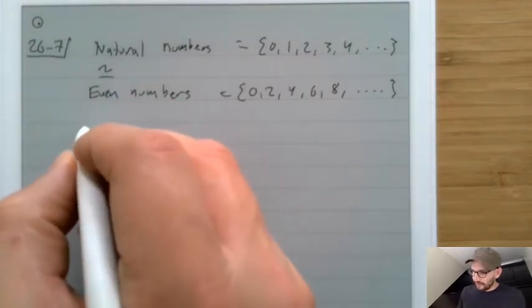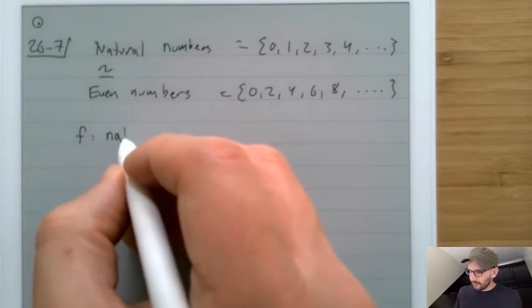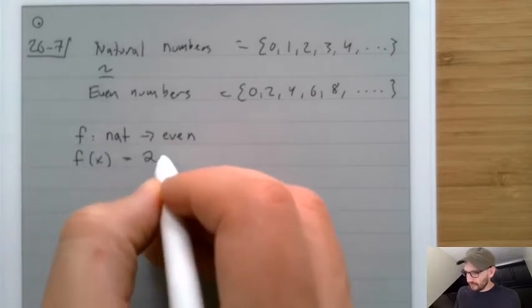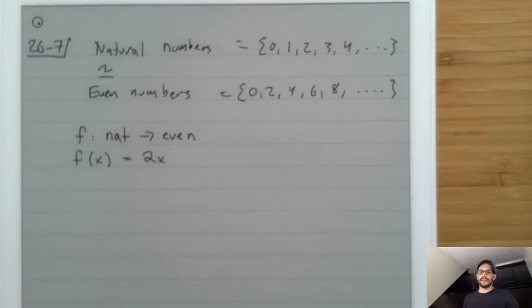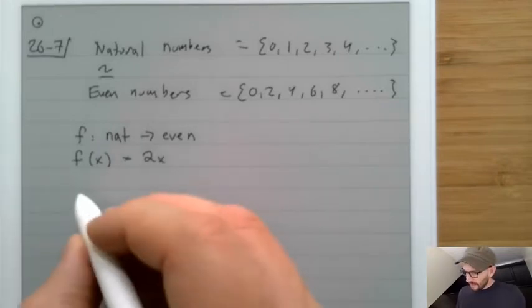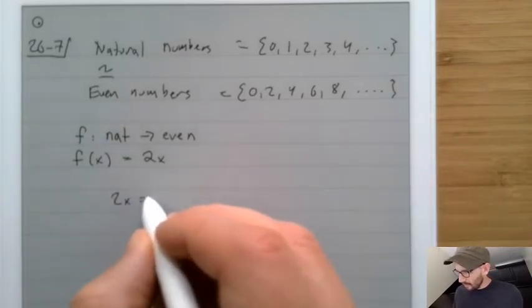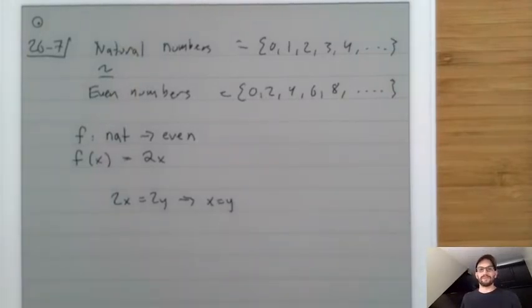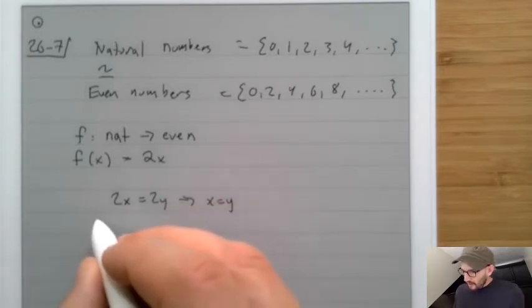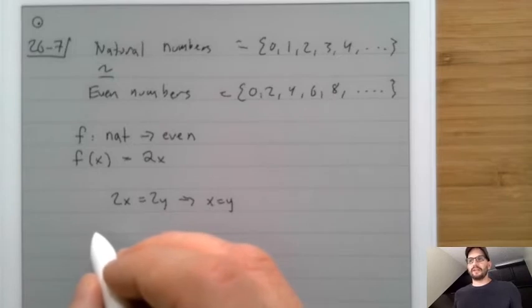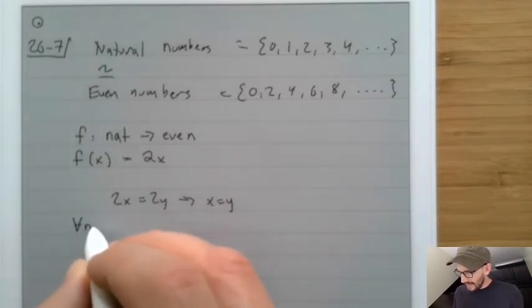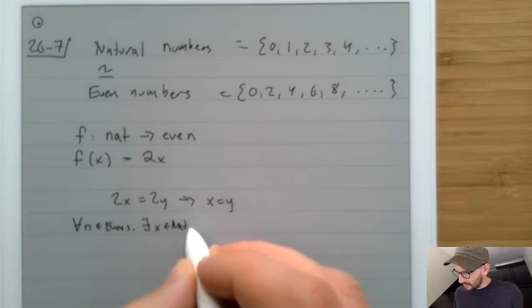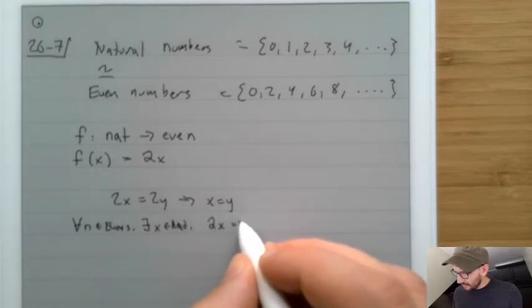And here's the function. We can write a function that goes from a natural number to an even number. F of x equals 2x. Now we want to prove that it is one-to-one and onto. So we want to prove the theorem that if 2x equals 2y, then that implies that x equals y. Trivial, right? You just divide by 2. We also want to prove the theorem that for all n inside of the evens, there exists an x inside of the naturals where 2x equals n.